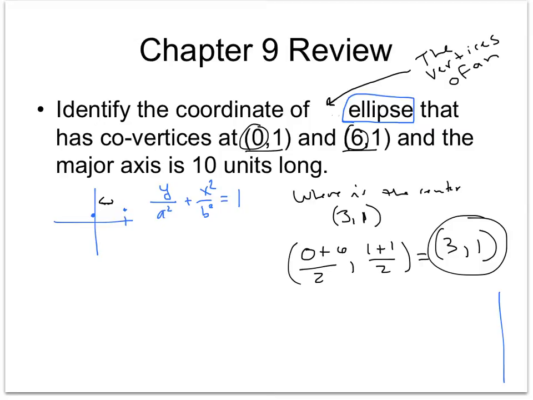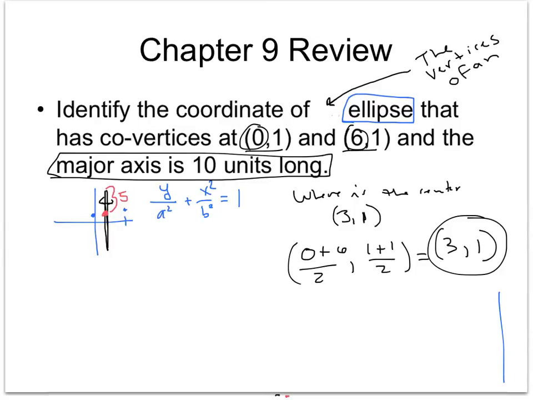So, okay, what about this major axis thing? The major axis is 10 units long. So that means this right here is the major axis. The middle, we found, is the center. If this is 10 units long, then from the vertex to the center is 5. It's half the length. So that means to find the vertices, I need to move up and down 5 units.